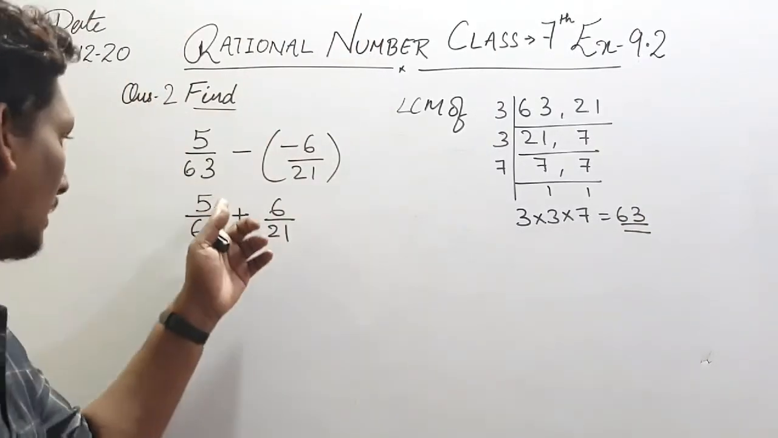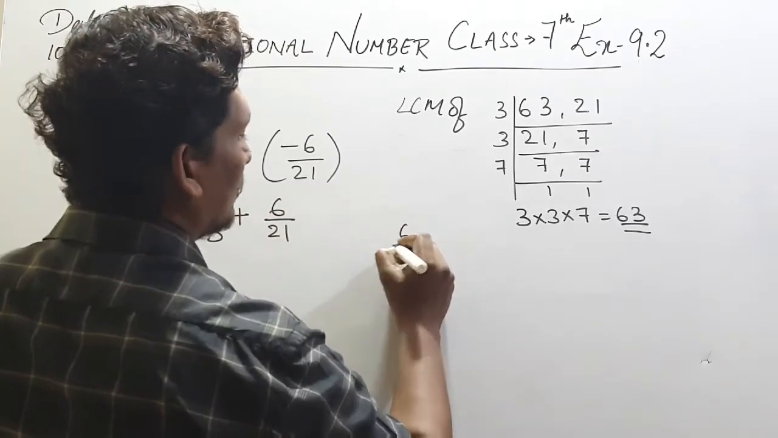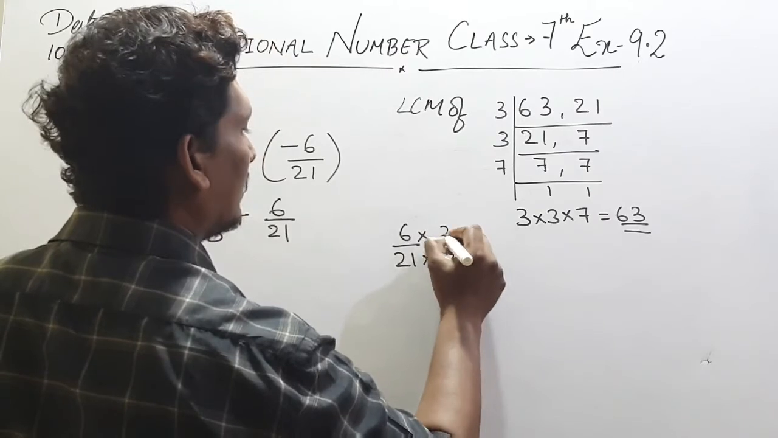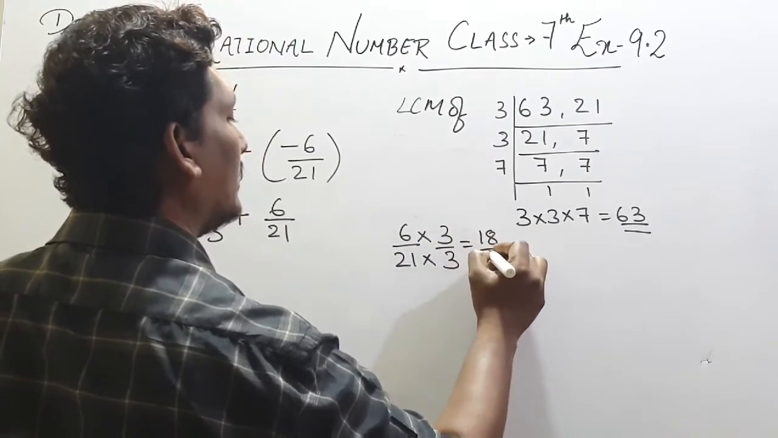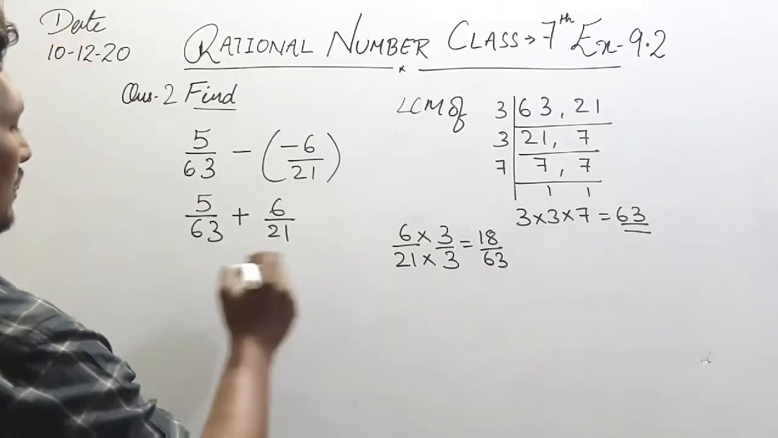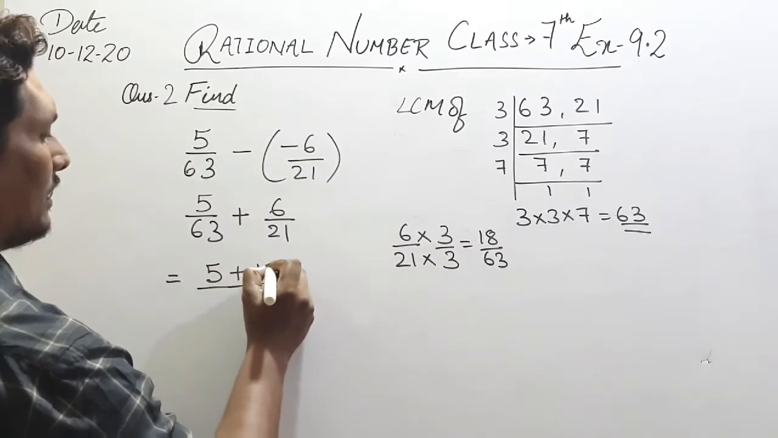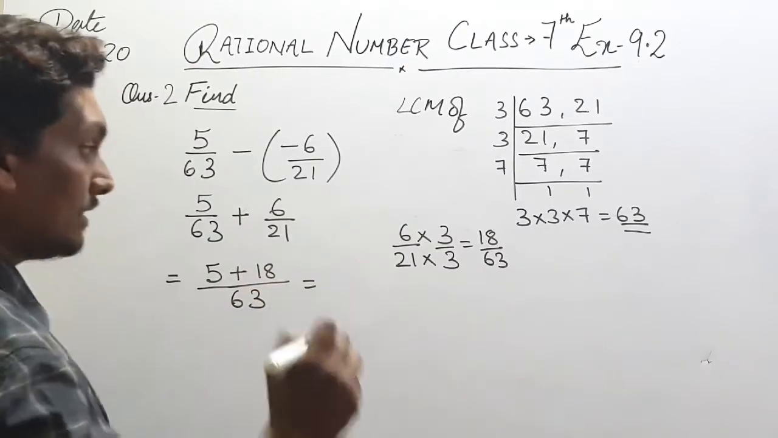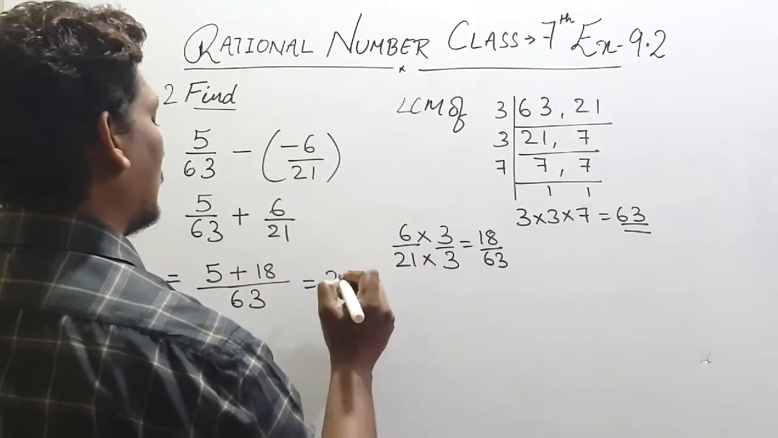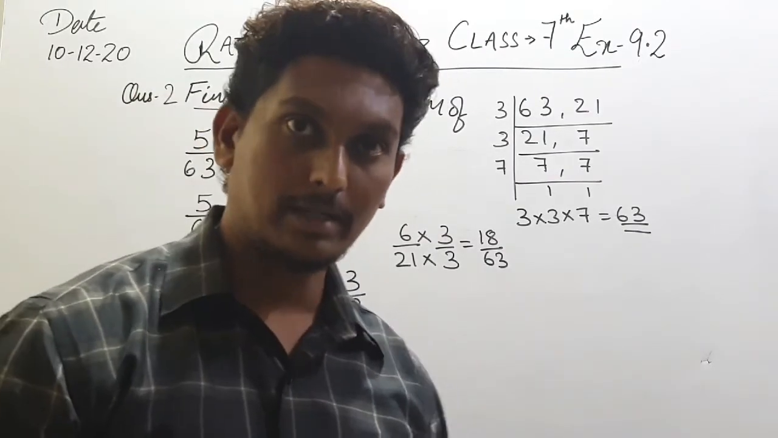If you see this 5 by 63, already 63 is here. So we just have to change this one. So 6 by 21, just multiply by 3. So you will get 18 by 63, right? So the question is 5 plus 18 upon 63, and the final answer is 23 upon 63.